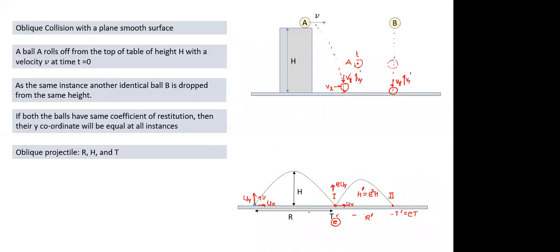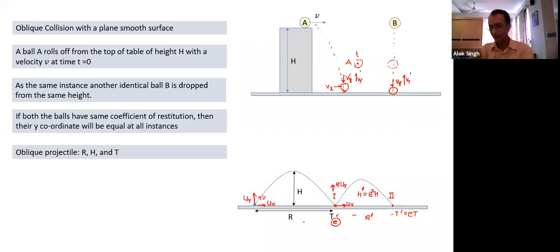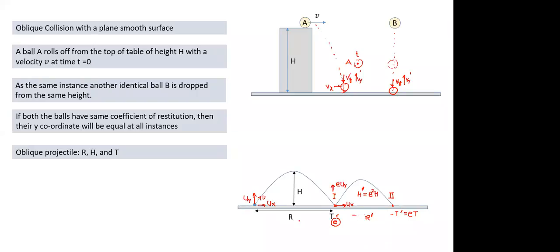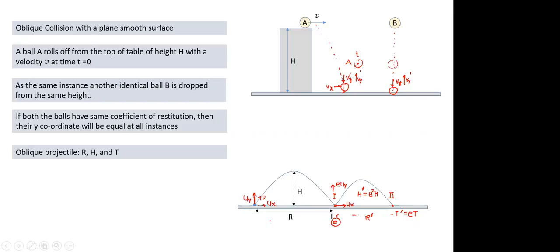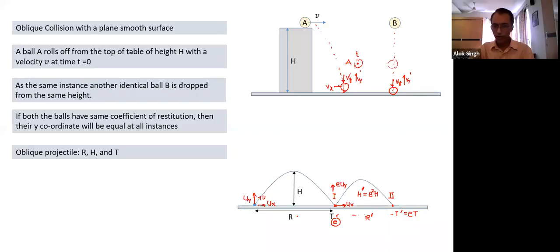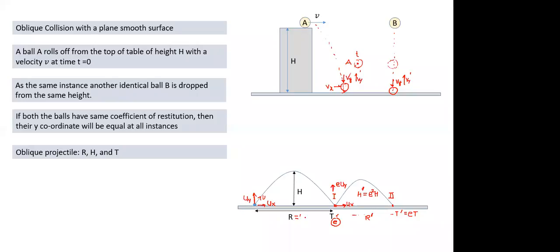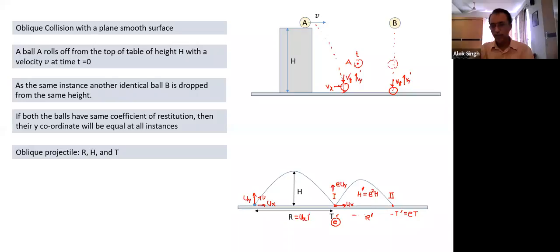How about range? Ux remains constant. Tejas, can you tell me about range? Can you tell me the relationship between R and R dash now? Range depends on the horizontal component, right, sir? Very good. It depends on the horizontal component and something else also: time. So what is range? I could have written range as 2Ux into Uy by g. I can write range as this also. That's range.